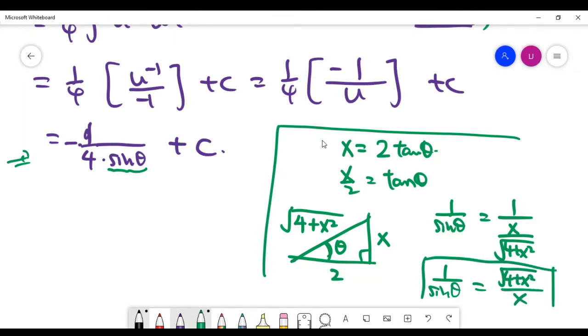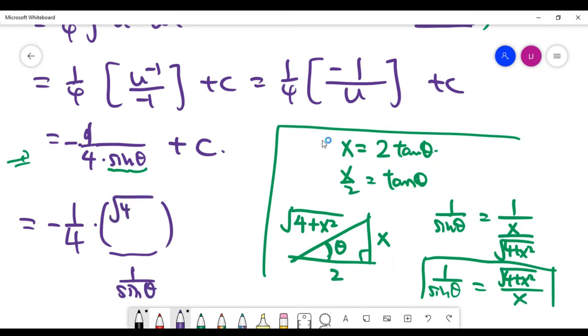And now, this is essentially our final answer. I keep the constant minus 1 over 4 in front, and inside here, it's actually the same as 1 over sine theta, which is the square root of 4 plus x squared divided by x, plus the constant c. And that's the end to this problem.